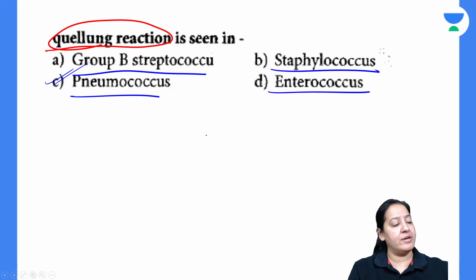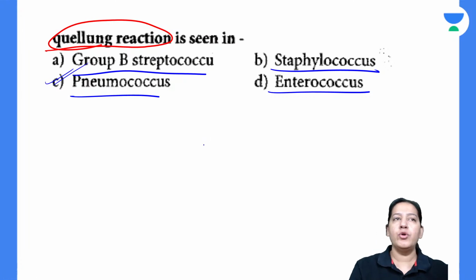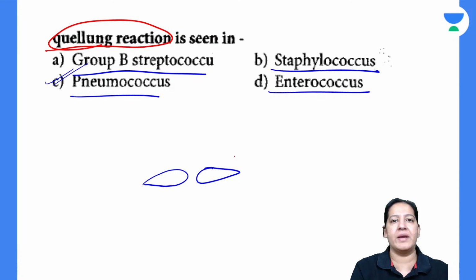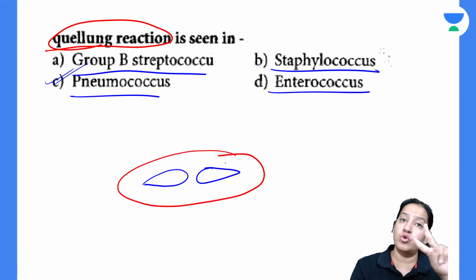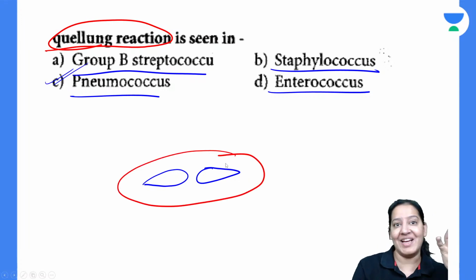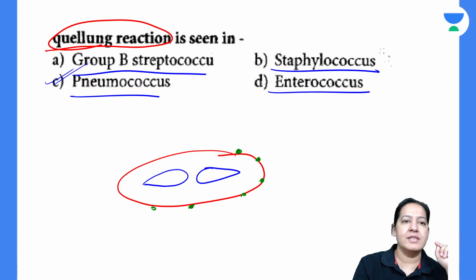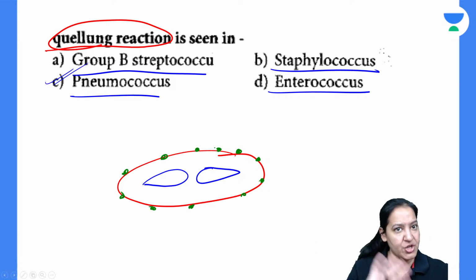So what is Quellung reaction? Lavanya, what is Quellung reaction? What do you do in Quellung reaction? So in Quellung reaction, we take the diplococcus, pneumococcus. Pneumococcus is a diplococcus having two bacteria sharing a common capsule. So this is a capsule around two bacteria. We want to highlight the capsule. So what do we do? We take antibodies. This is the antigen on the capsule, not on the bacteria. Mind my words. It is the antigen on the capsule.